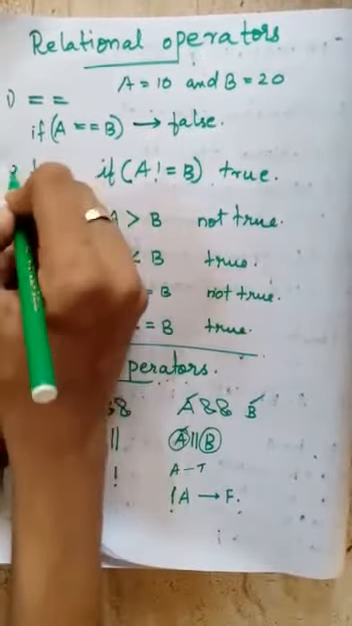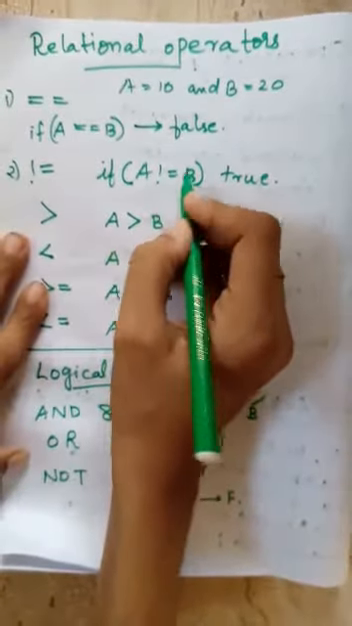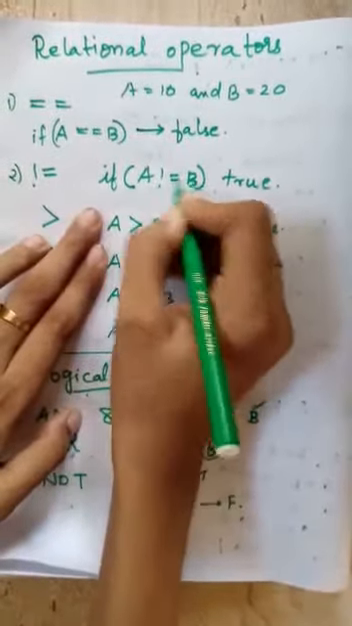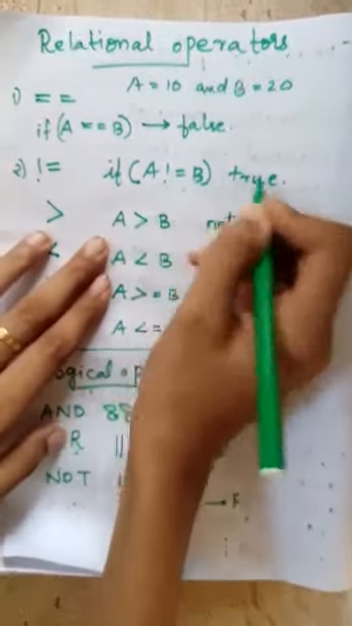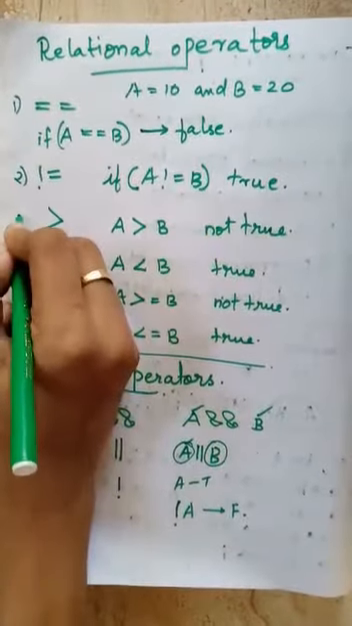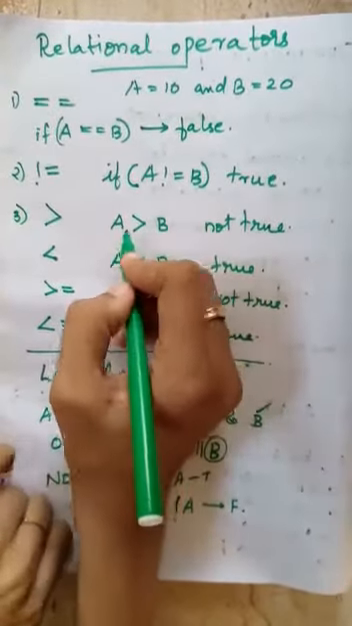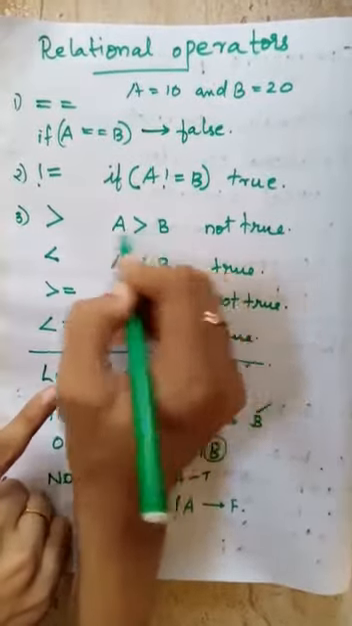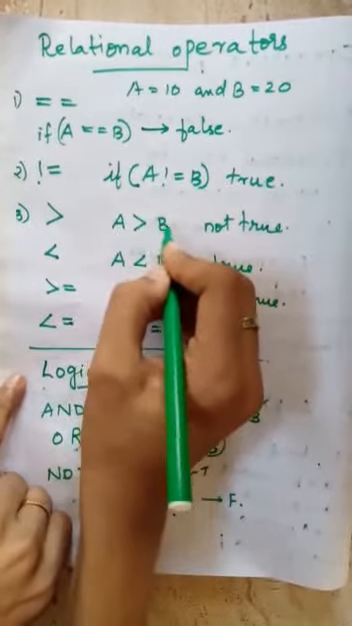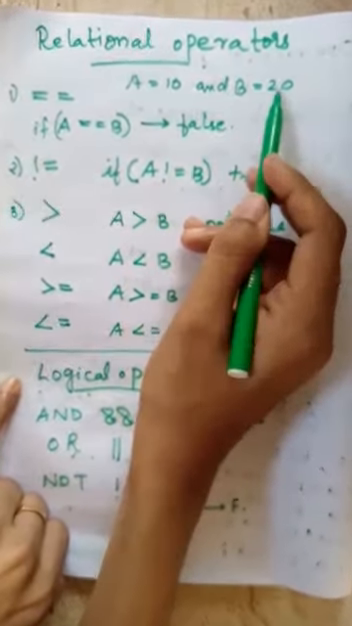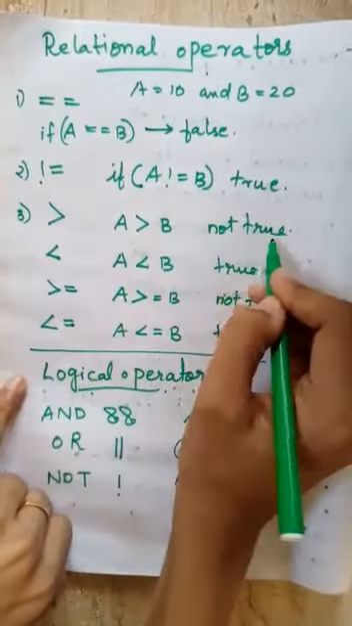Then the second one is not equal to. A not equal to B means if A and B are not equal, it will return true, and if A and B are equal, it will return false. Then the next relational operator is greater than. Here it compares which one is greater, A or B. If A greater than B, here A is 10 and B is 20. So A is not greater than B, so it returns false.